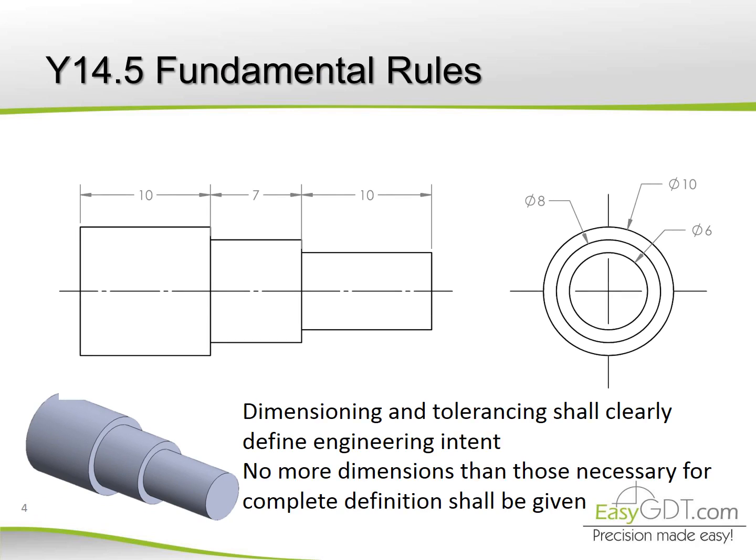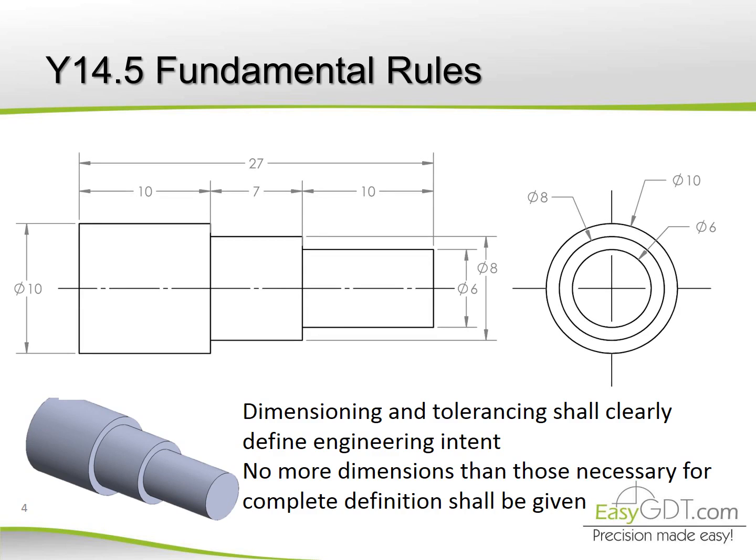Dimensioning and tolerancing shall clearly define engineering intent. No more dimensions than those necessary for complete definition shall be given. Here we have the opposite case. Now we see repeated dimensions in the views, which can create conflicts. For example, we have specified individual lengths, but by placing also the total length dimension, we overdefine the drawing. Since it is possible to meet the individual dimension tolerances and not comply with the total length of 27 within tolerance.